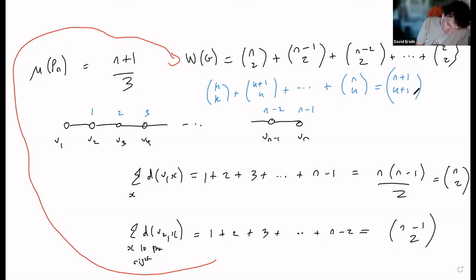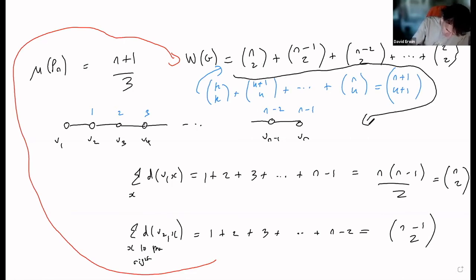So anyway, you have this identity, and when you apply this to all this stuff over here, you plug it in here. This is getting very disorganized, which I apologize for. So this is then n plus 1 choose 3. There we go. So that's the Wiener index of Pn, and that should have said Pn, not G in general. Okay, so there's Pn there.